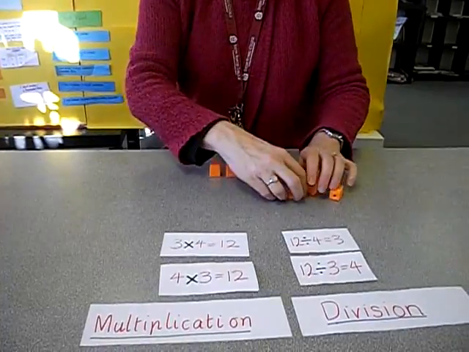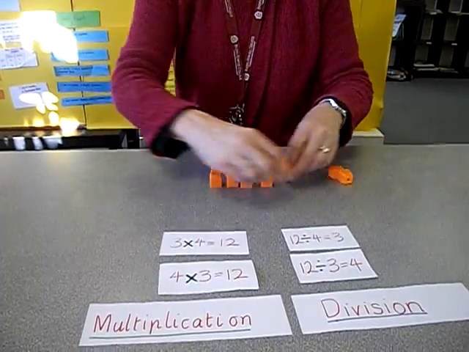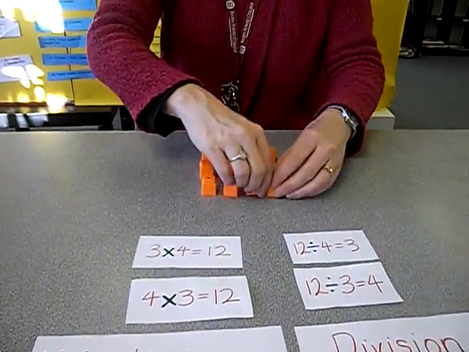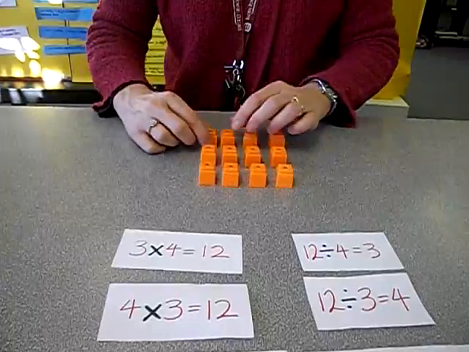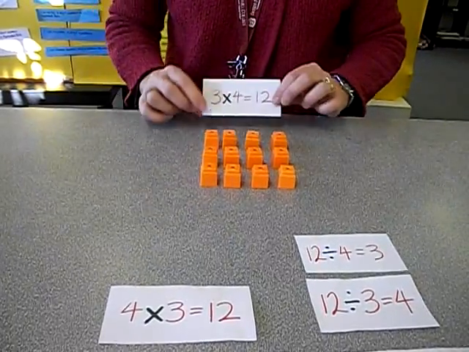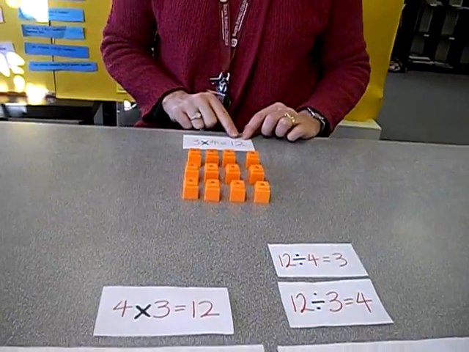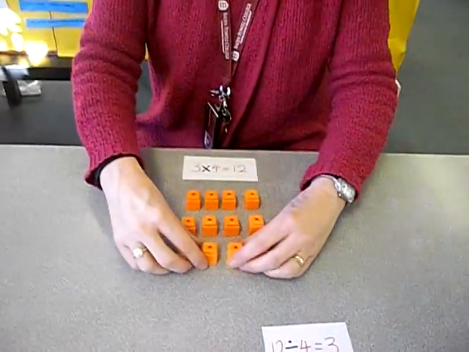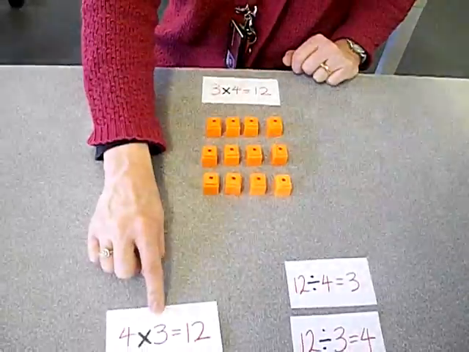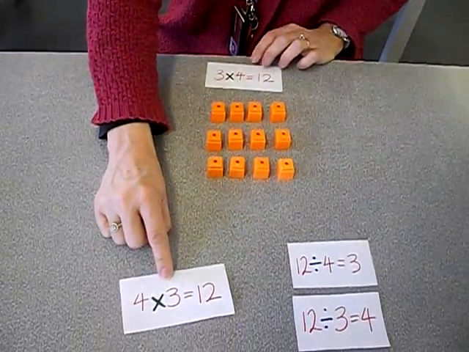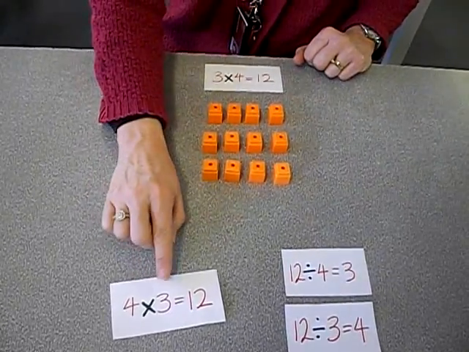So there's one row with 4, another row with 4, and another row with 4. So this array matches this multiplication fact: 3 rows of 4, or 3 times 4 equals 12. Now we want to show the connection with the other turnaround fact, and you've heard your teacher talking about turnaround facts. So the turnaround fact from 3 times 4 equals 12 is 4 times 3.